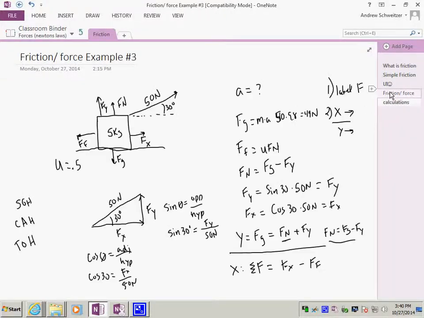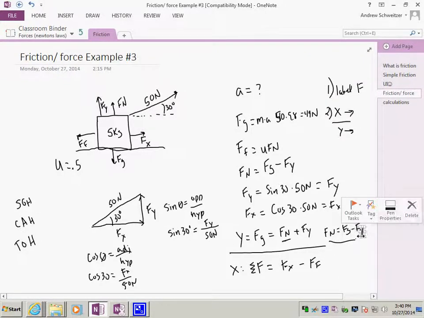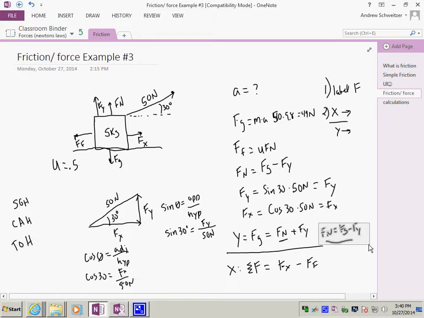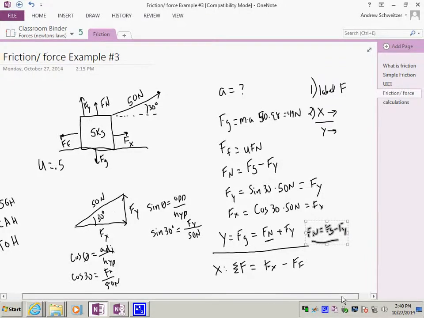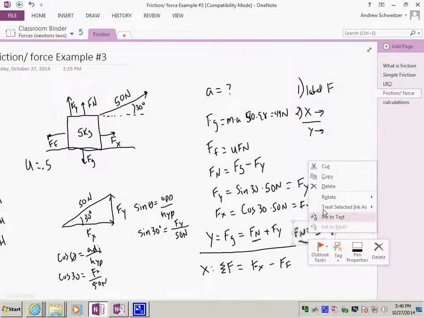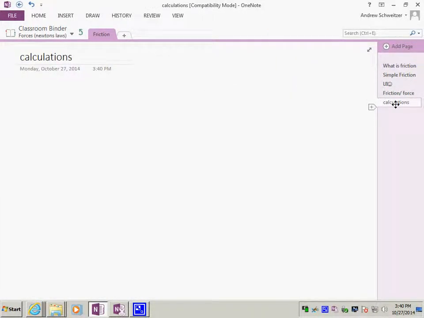Alright, so I want to find my force normal. My force normal is the force of gravity times... let's see, will this work? Okay, just slide it over here. Nope, let's just copy it. Okay, we'll copy this and put it right here.